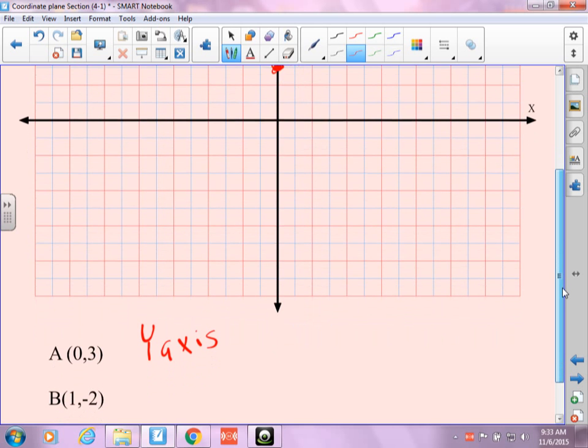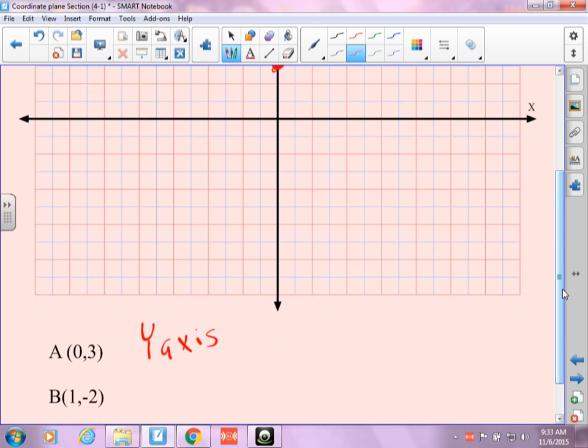Let's go down. B is 1, negative 2. So what quadrant would that be in? Yes. It is in quadrant 4. So I'm going to go right 1, down 2. This is B. And I'm going to put quadrant 4 with a Roman numeral. Don't put a 4 like we're used to. You've got to use a Roman numeral. We okay? Yes? No? Maybe?